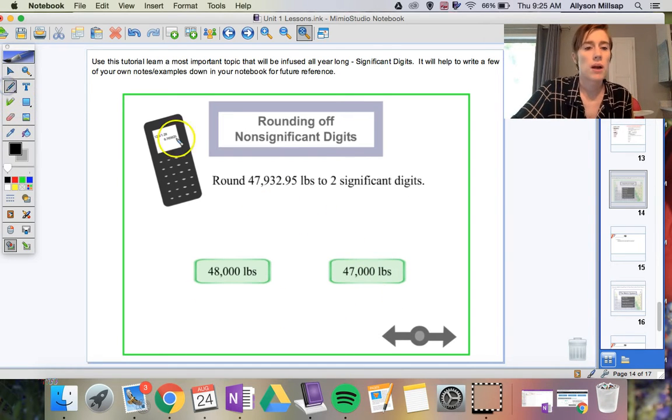Okay, let's do another problem. Let's round this really big number to 2 significant digits. Well, let's count. Here's significant digit number 1. Here's significant digit number 2. So what about the 9? Well, the 9 is greater than 5, so it means I need to round this 7 up to an 8, right? So it's 48. Now you might think, is 48 the answer?